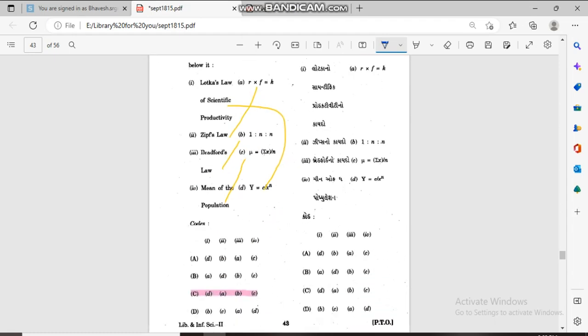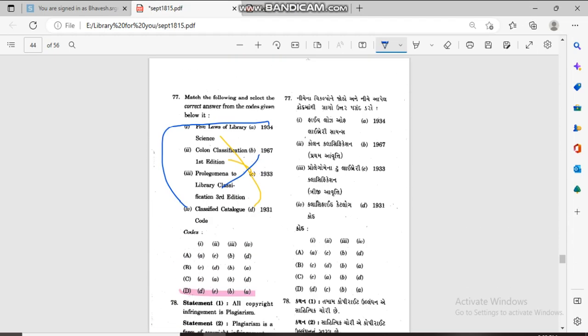Match the following. Lotka's law of scientific productivity is y = C / x^n. Gibbs law, R × F = H. Bradford's law, 1 : n. Mean of the population, mu = sigma x / n.